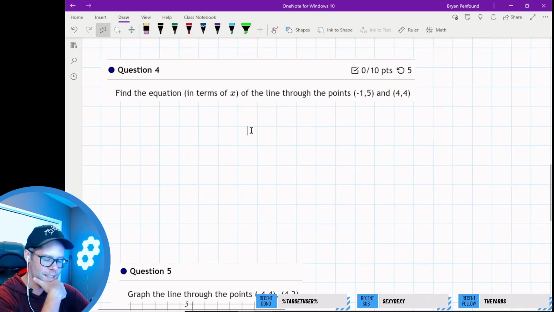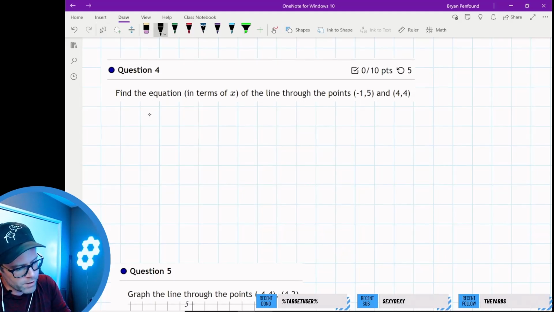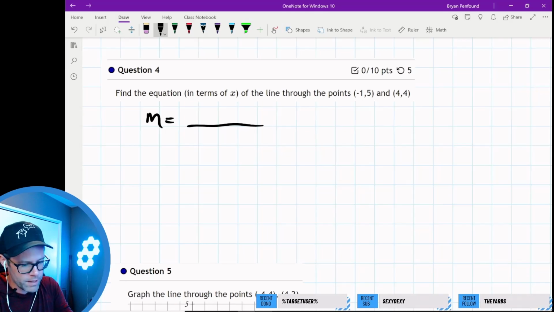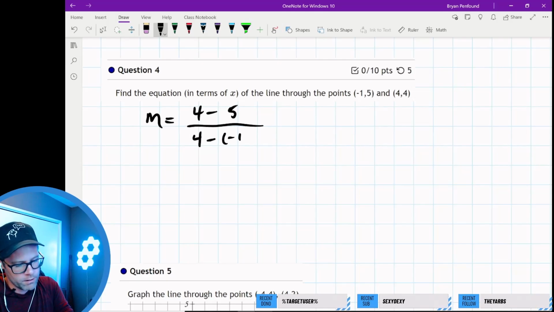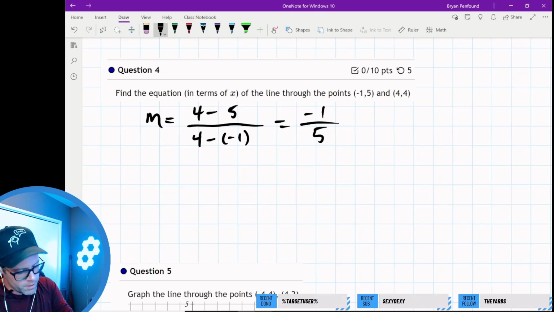All right, question 4. Find the equation in terms of x of the line through the points (-1, 5) and (4, 4). So let's find the slope first. Remember, the slope is given as the difference of the y-coordinates divided by the difference of the x-coordinates. So let's go 4 minus 5, the difference of the y-coordinates, and then 4 take away -1. It's going to give me -1 over 4 plus 1, which is 5. So the slope of our line has to be -1/5.